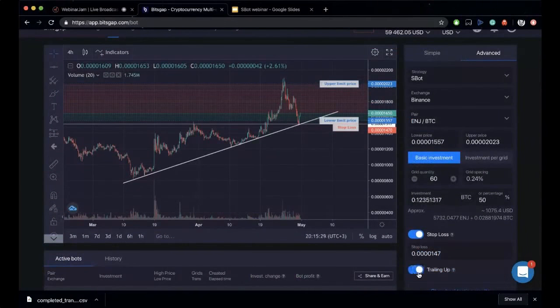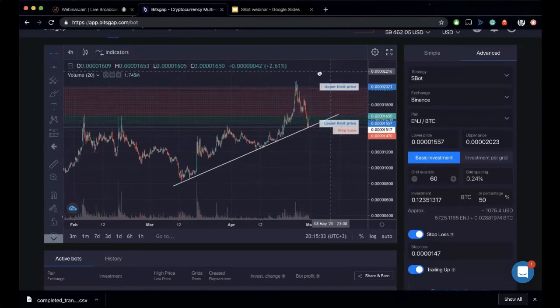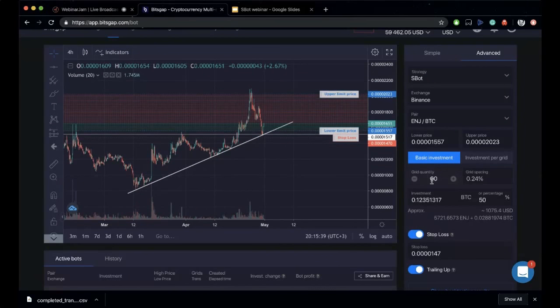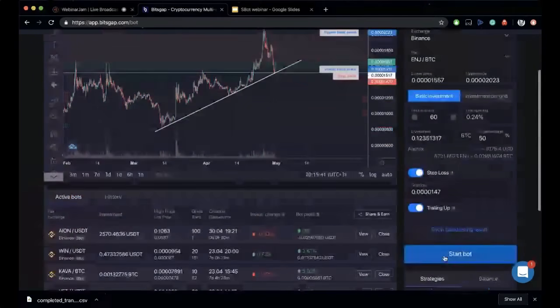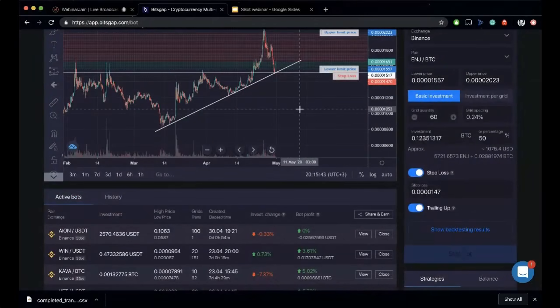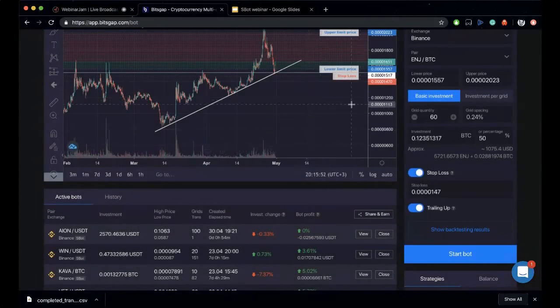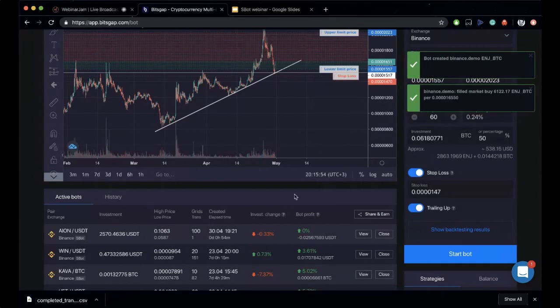Maybe I would also switch on the trading up function because I expect the price to move even higher, surpassing this upper limit price. And then I would click on start the bot. It will ask to buy this amount of base currency because I don't have it on my account right now. And yeah, here we go.